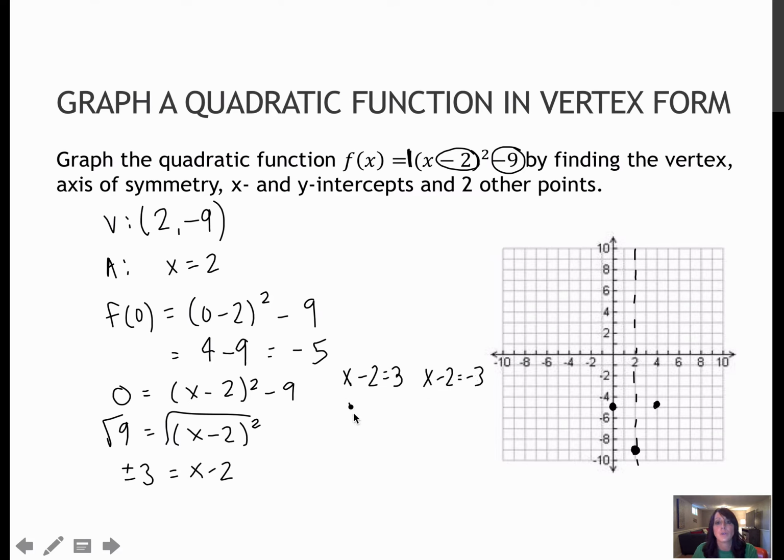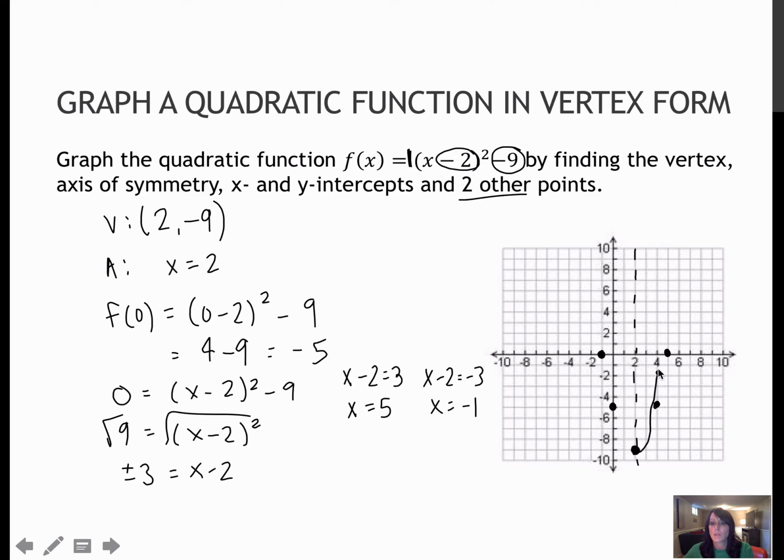If I add 2, I get x equals 5. If I add 2, I get x equals negative 1. So at 5 and at negative 1. And on this one, I'm not even going to find 2 other points because I found 5 points. And in general, that's how many I like to have, is 5 points.